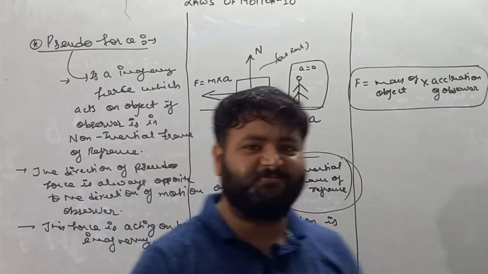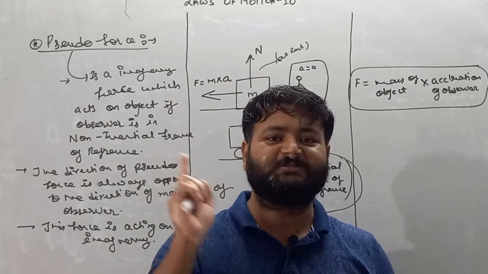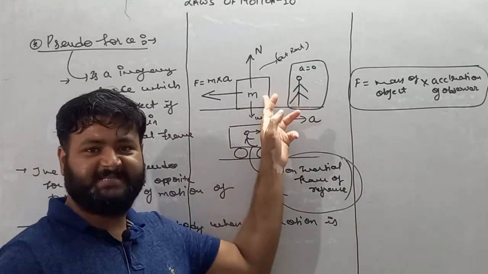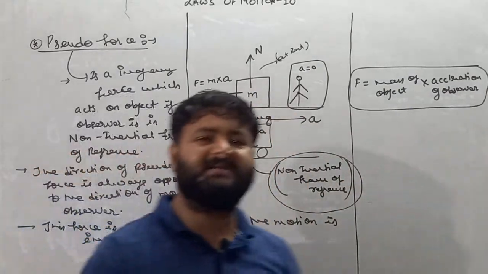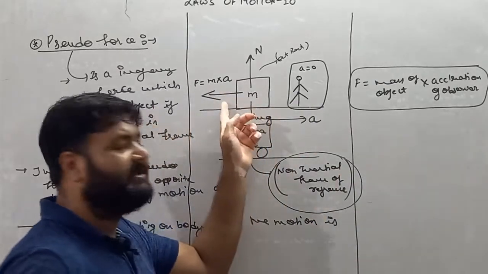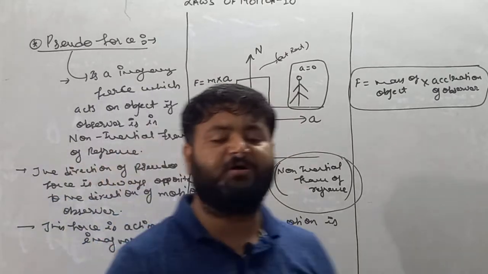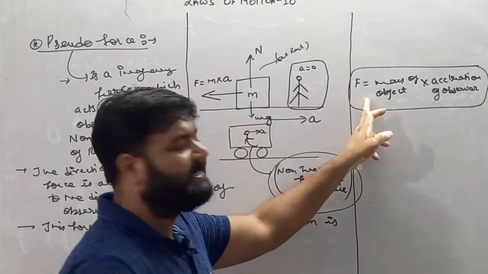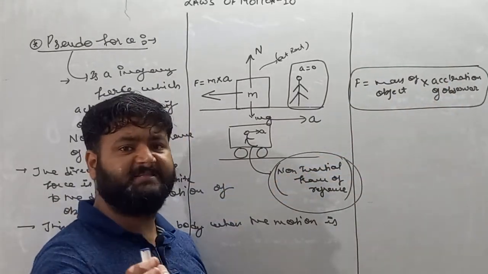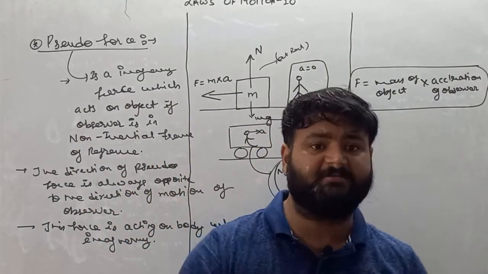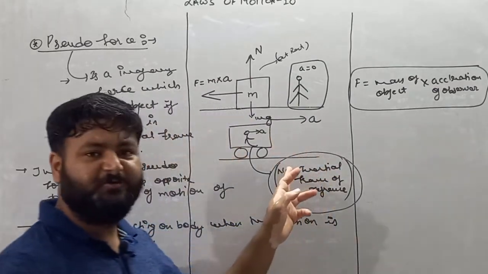So see my dear student, this block will appear to move in backward direction. So there is an imaginary motion, and we know that if motion is there, then there must be some force. So if imaginary motion is there under a non-inertial frame of reference, we have to apply an imaginary force. That imaginary force is called pseudo force. It always acts on the particle opposite to the direction of motion of the observer, and its value is mass of object multiplied by acceleration of observer. Without pseudo force you can also solve the question, but with pseudo force the question becomes easy.